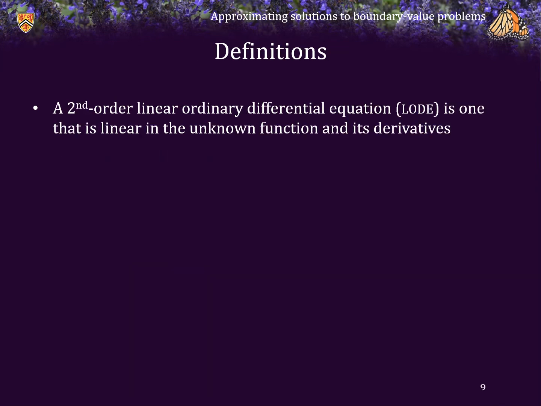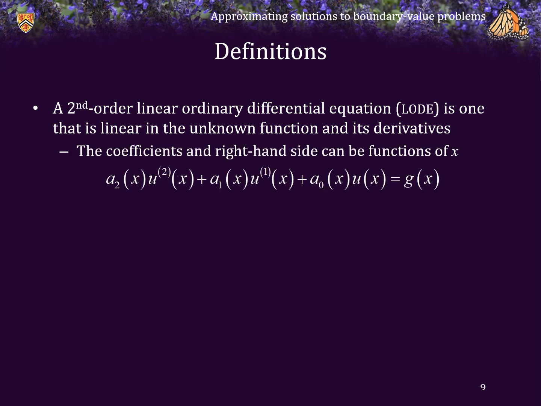Now, a second-order linear ordinary differential equation is one that is linear in the unknown function and its derivatives. Consequently, the coefficients and the right-hand side can be functions of x even in this case, but it must be a linear combination of functions of x of the unknown function u, its first and second derivatives, and this must be equated to a function of x, which we normally call the forcing function.